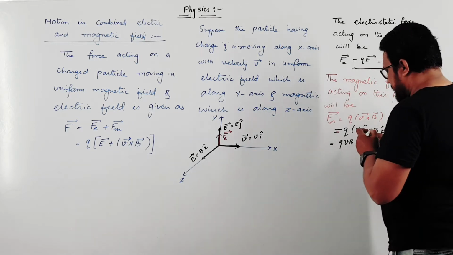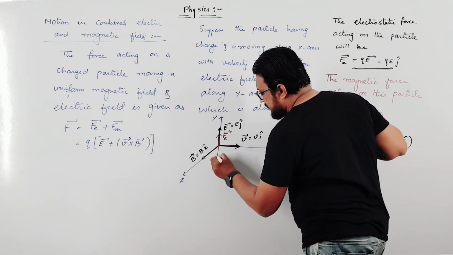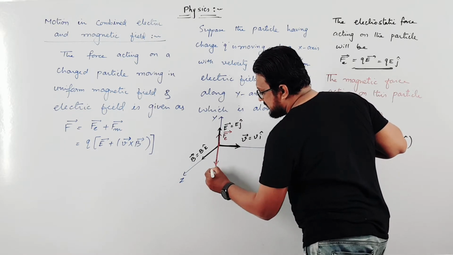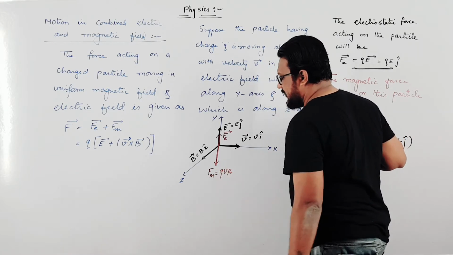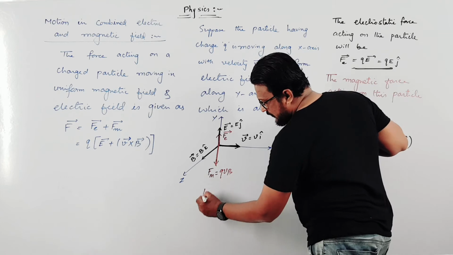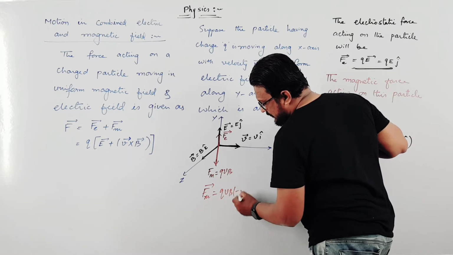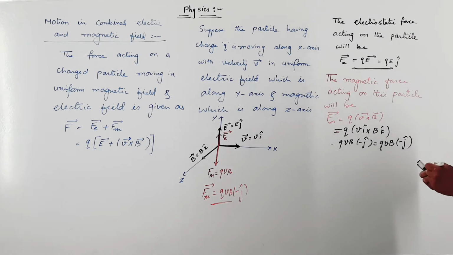It means that the magnetic force acting on this charged particle will be in the downward direction, the negative y-axis. This is the magnetic force, which is equal to QVB in magnitude. If you want to write it in vector form, then Fm is actually minus QVB in the direction of j cap. This is the magnetic force acting on this charged particle. Clear?